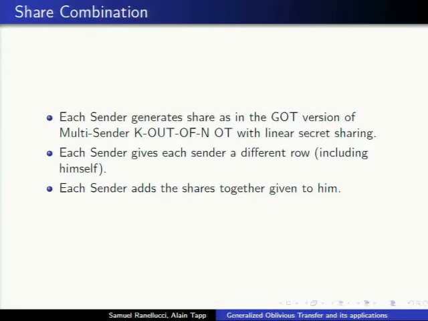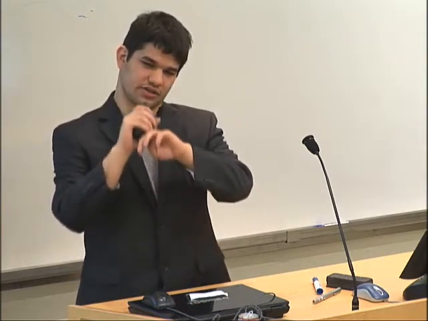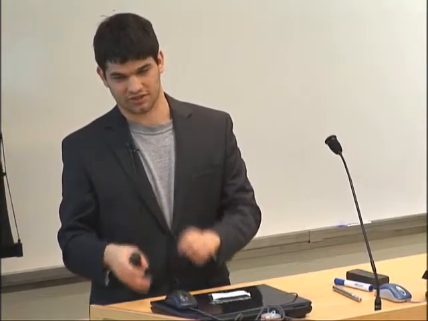The way we do it is each sender generates the shares as in the GOT version, but instead of using secret sharing, we use linear secret sharing. Each player has a row associated to them, so everybody gives them their row, and then they add up those rows. If they reconstruct all the rows, the receiver should be able to extract the sum of the secrets. So if each player selects a secret, then by combining these shares, the resulting secret will be the sum of the secrets. This is like the share combination.